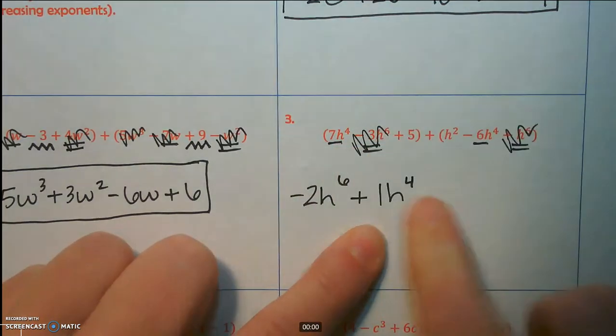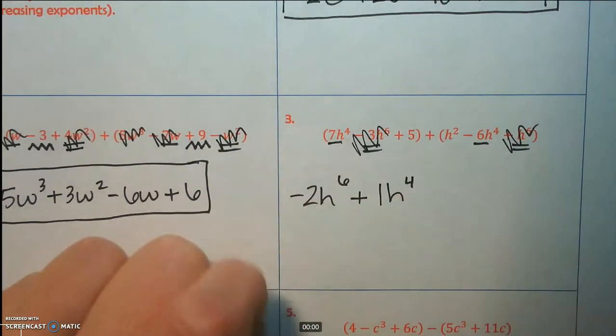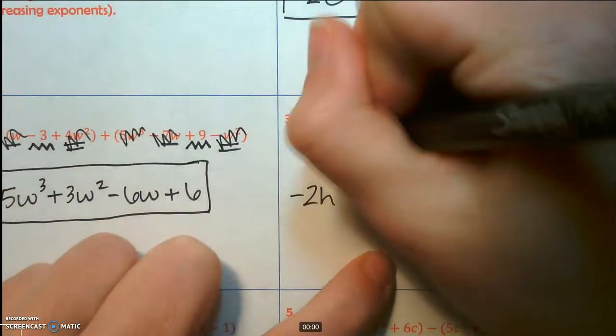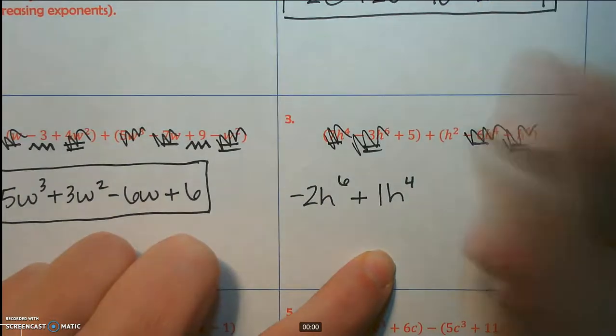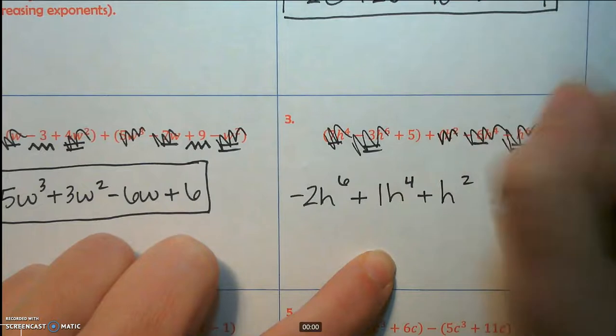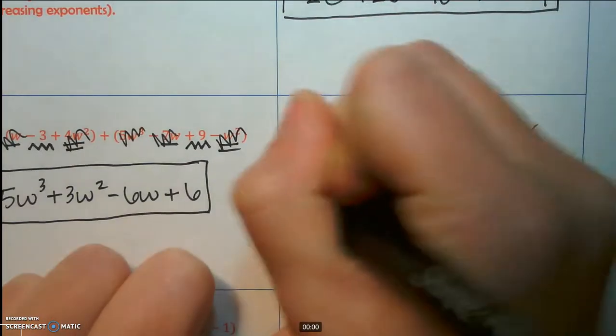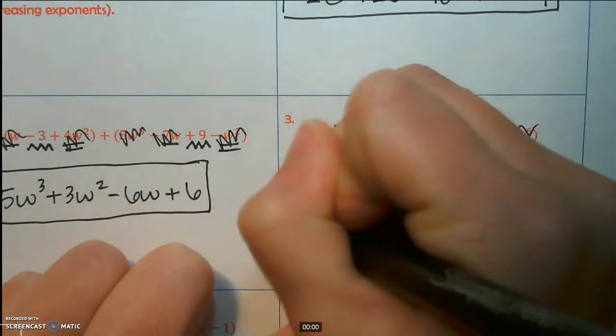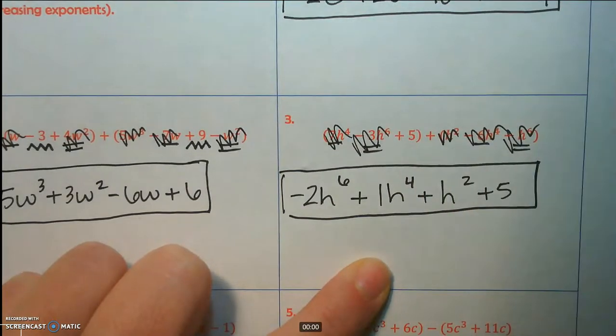h to the 4th. And again, you don't have to write the 1, but I just wanted you to realize what it was simplifying to. Then we just have h squared. And last I have a positive 5. Therefore, we are done with this example.